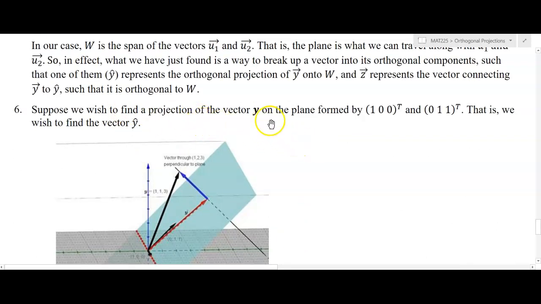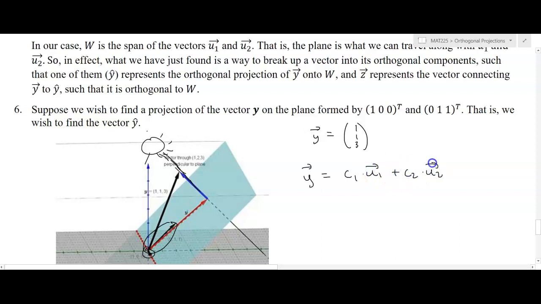So suppose we wish to find a projection of the vector y, which is this vector 1, 1, 3 in this picture. You know, it's a little bit blurry, so y is the vector 1, 1, 3, on the plane formed by 1, 0, 0, which is this vector here, and 0, 1, 1, which is this black vector here. And those two vectors lie along the blue plane. Now we want to take that y vector and find the y hat, its shadow, as if we were to take the sun and cast its rays straight down, we would want to know what would be the vector representing that shadow. So we've already said that y hat, we're in 3 dimensions here, is some linear combination of u1 and u2, and then plus c3 u3. But we're not given a vector that's perpendicular to these two.